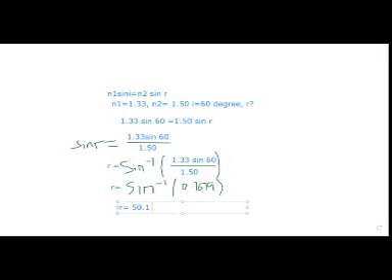50.1 degrees. You can try that by yourself. In the course of doing that, you will get a better understanding. Okay, so what's the final answer to that problem? All right. Okay, so this is the answer.